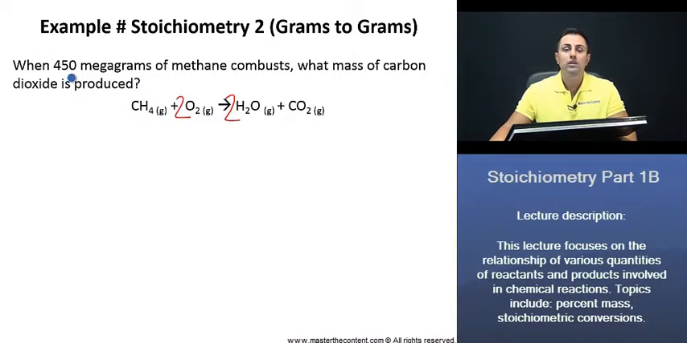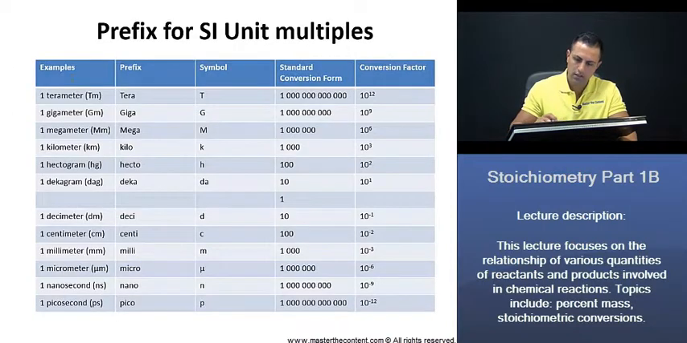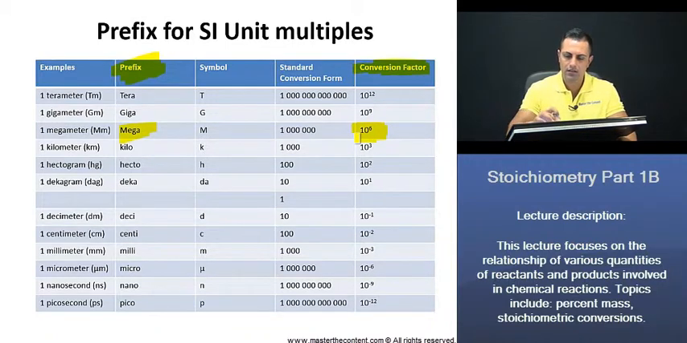Thus, let's revisit a slide that we covered when we were covering SI unit prefixes, right here. If we see here, the prefix mega gives us a conversion factor of 10 to the power of 6. What that's telling us is that 1 megagram is equivalent to 10 to the power of 6 grams. Great. Now that we know that, let's go back and fill that in.